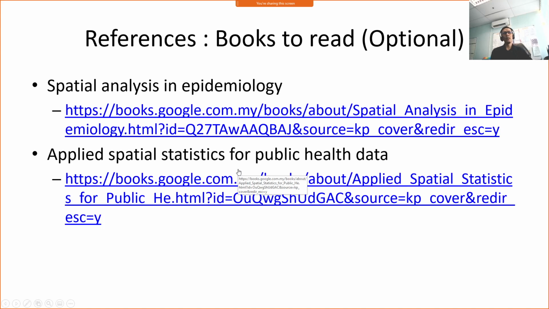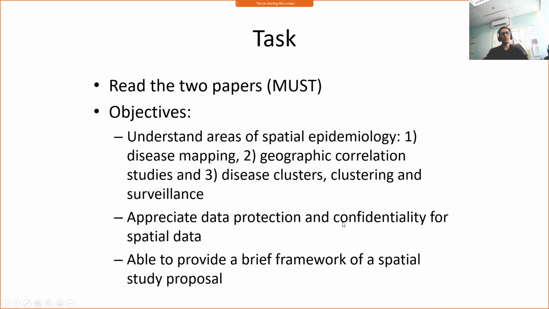You can read these two books, Spatial Analysis in Epidemiology, a very thin book, and then Applied Spatial Statistics for Public Health Data, which is a bit thicker, quite a thick textbook, but these readings are optional for you.